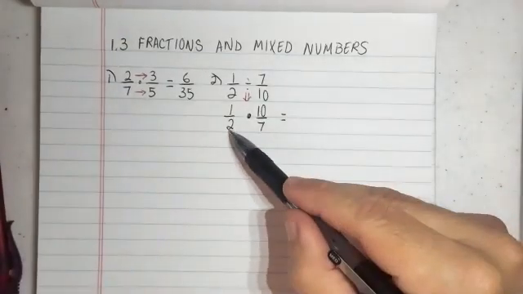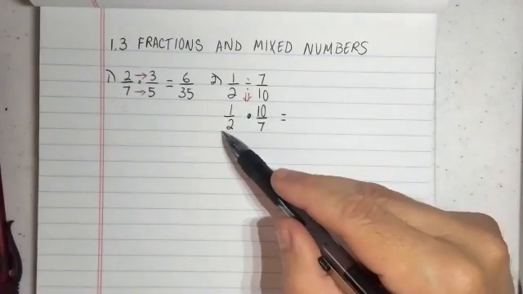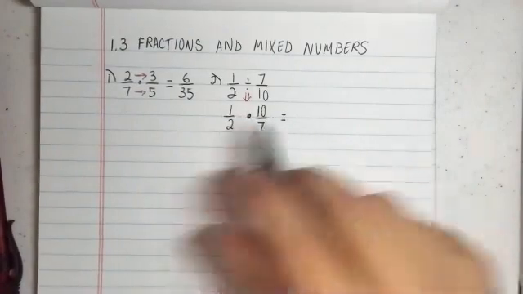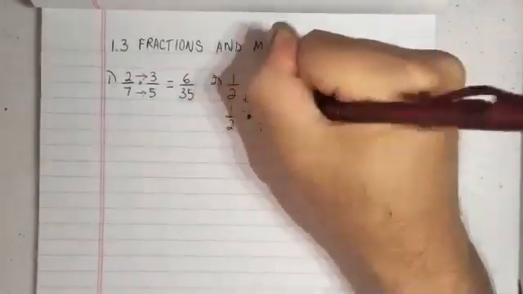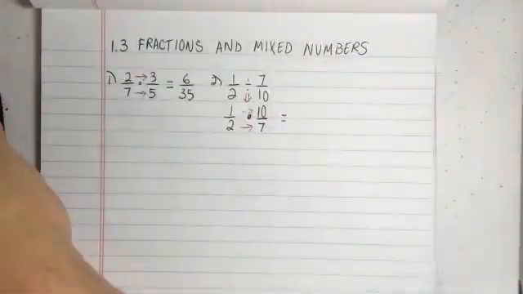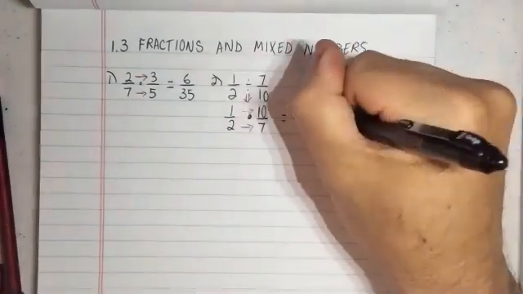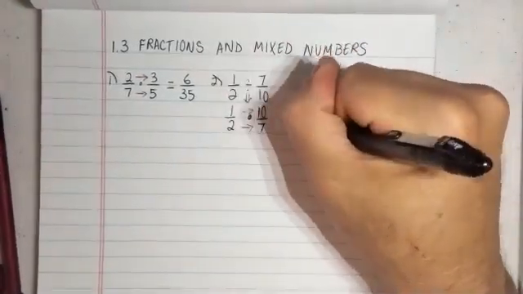So let's say I don't see that 2 goes into 10. 2 will go into 2 and 2 will go into 10. I'm just going to multiply straight across. So I'm going to go 1 times 10 and 2 times 7. So 1 times 10 is 10. 2 times 7 is 14.